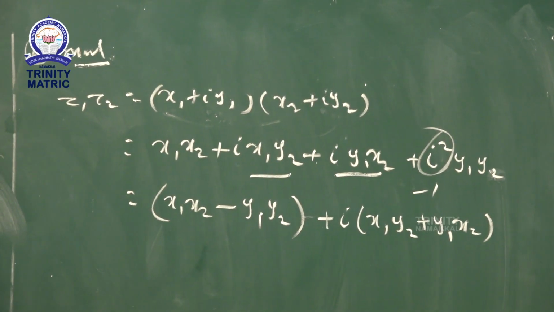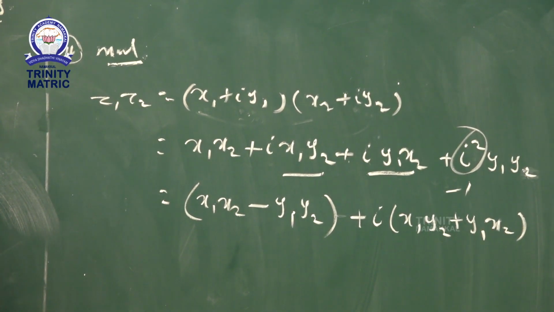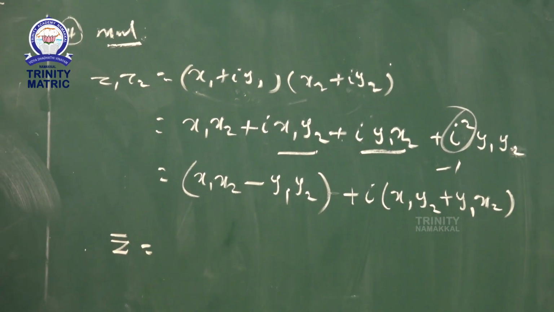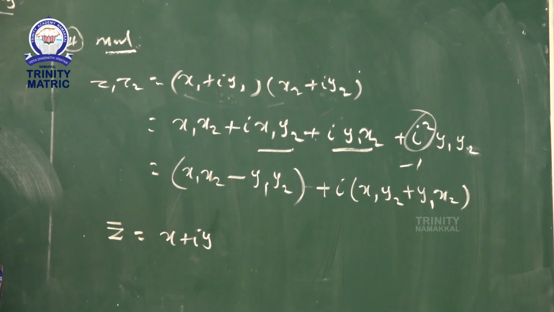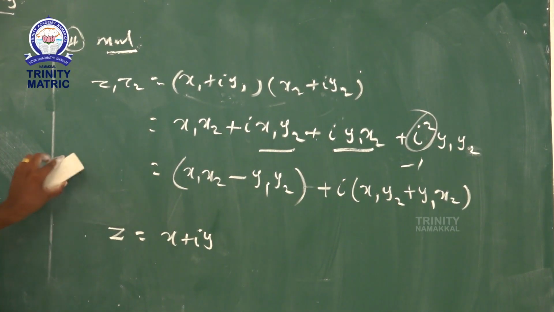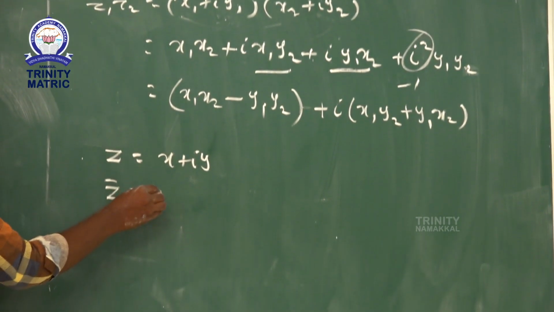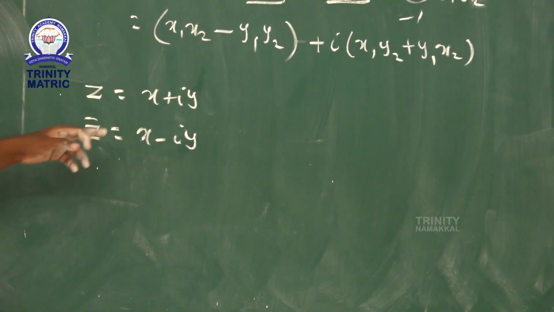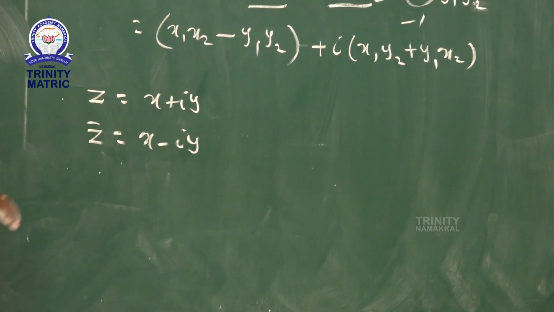Next division. So division goes with the conjugate of a complex number. So what is the conjugate? Z equal to x plus iy. What is the conjugate of z? Z bar is equal to x minus iy. This is only the sign change of the imaginary part. Okay, that is the conjugate of a complex number.